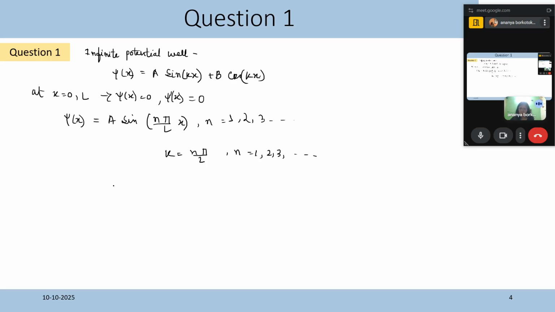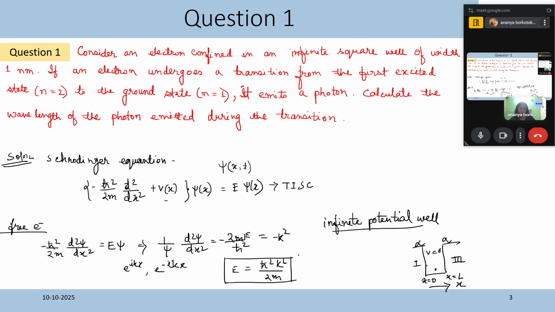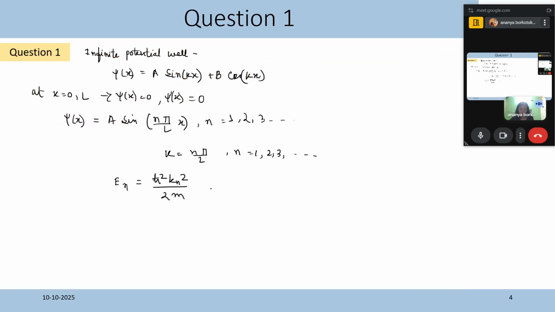When k is quantized, we know that the energy values of the electrons are also quantized. So what are the energy levels? E_n is h bar square k_n square by twice m. It's similar to this, but in this case k is not continuous. So this is h bar square by twice m by n square pi square by L square. Right. So that means our electron cannot take any energy value. The energy values are quantized.